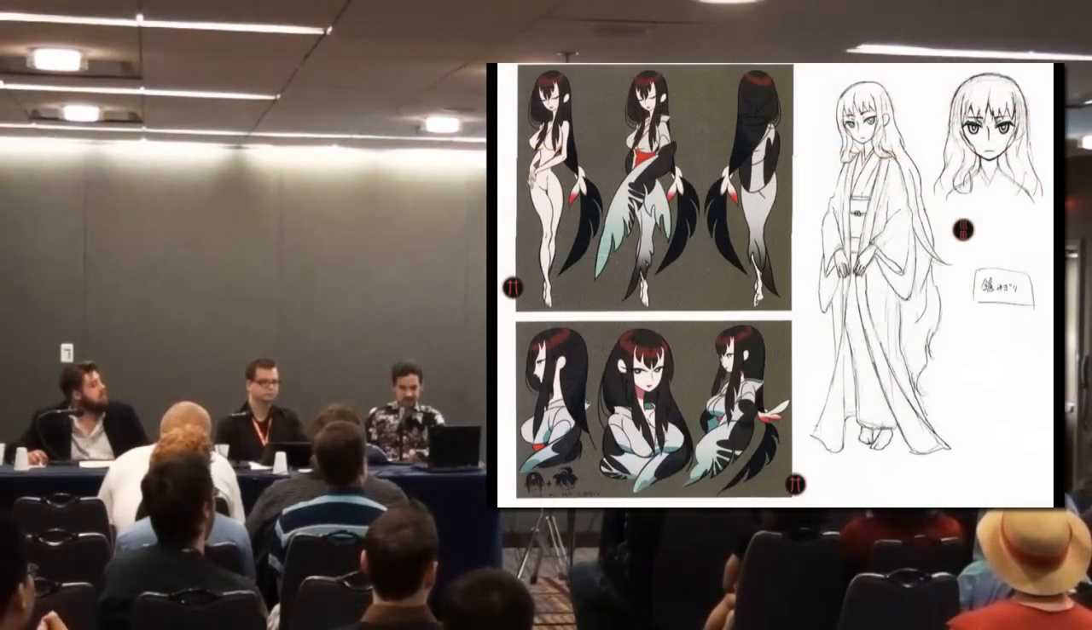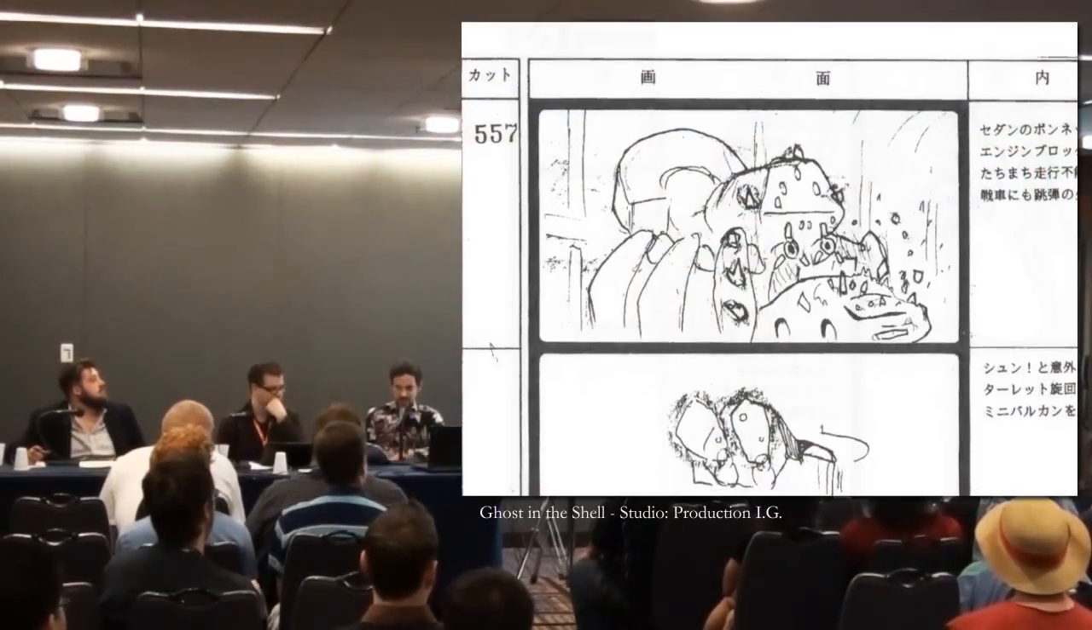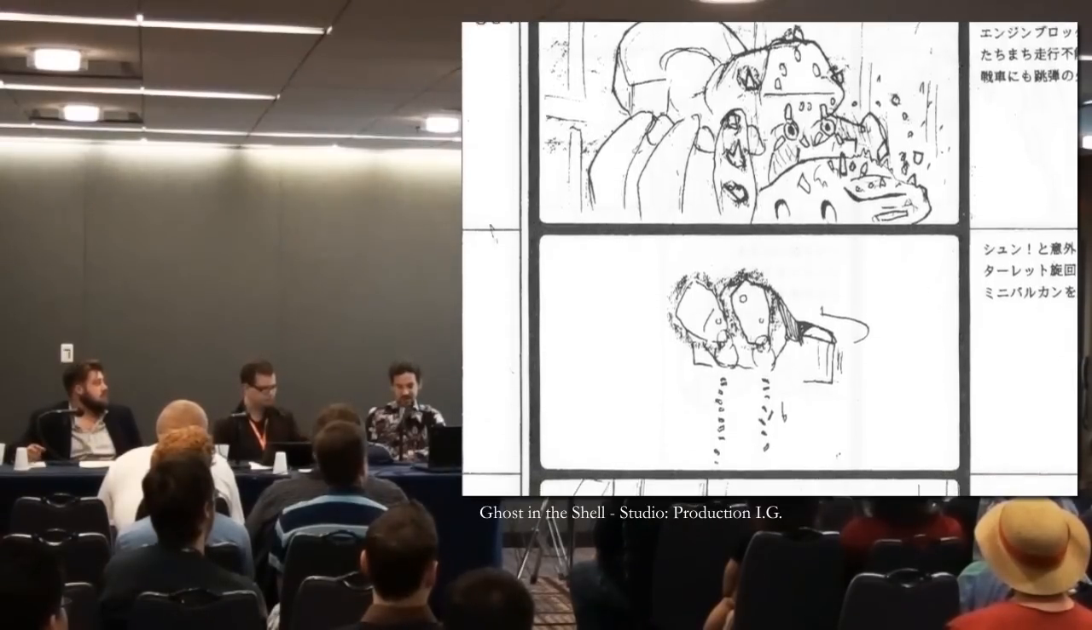But how do animators know what to draw? There are various design sheets for characters, mecha, and so on. Also, there's a storyboard, which is basically the visual script for the animation.